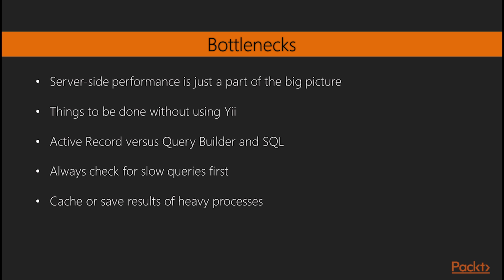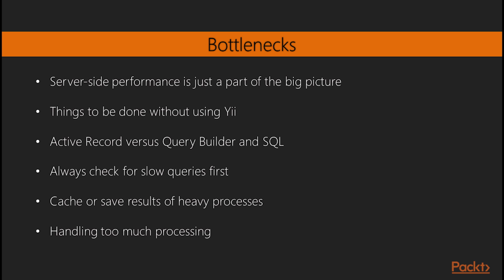Cache or save results of heavy processes. If you can avoid running a heavy process on every page load, it is better to do so. For example, it is a good practice to save or cache the results of parsing the markdown text and purifying it. This is a very resource intensive process. Do it once, and then use the ready-to-display HTML.